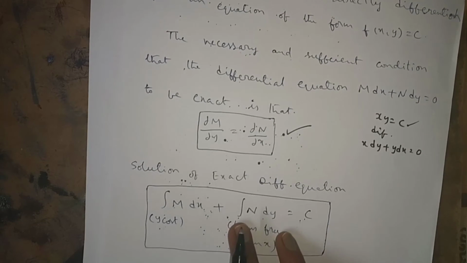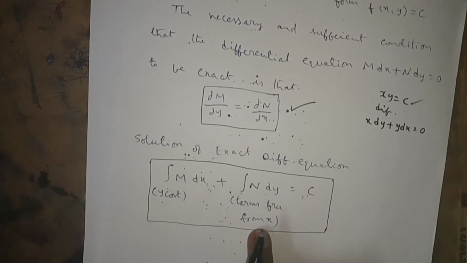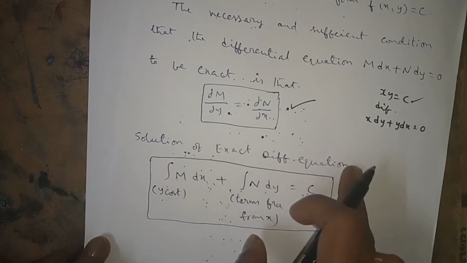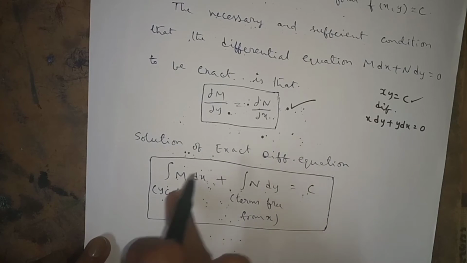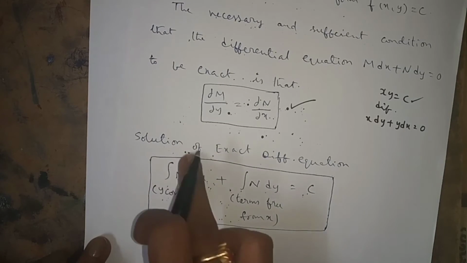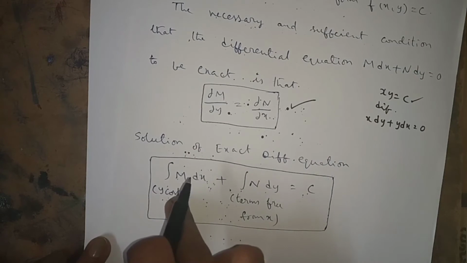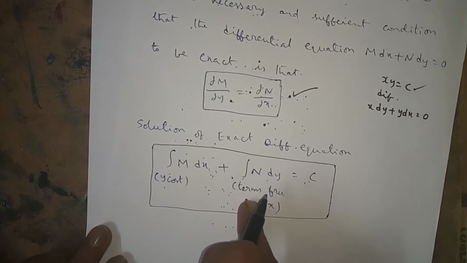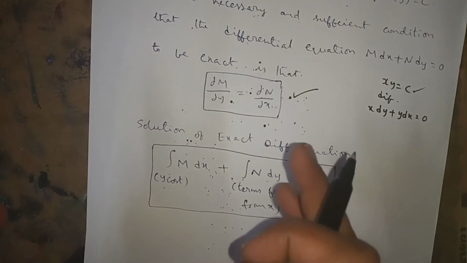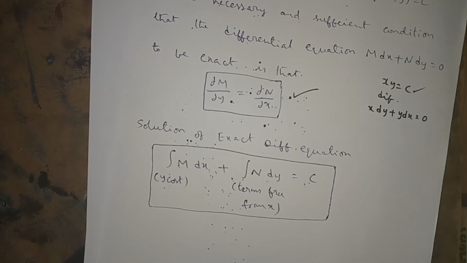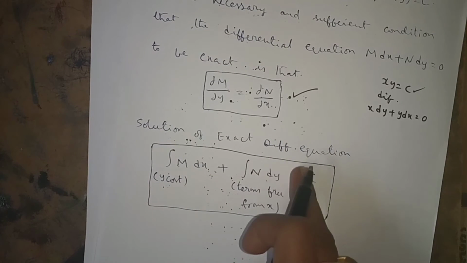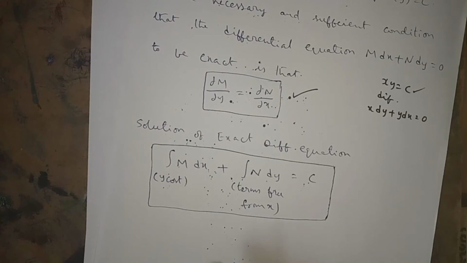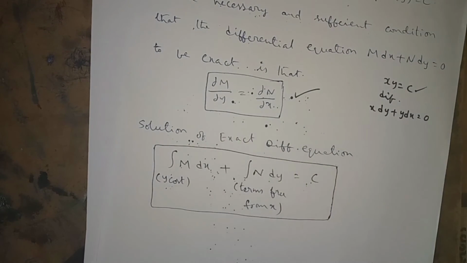Now the solution of an exact differential equation is integral M dx by treating y as a constant, plus integral N dy. In this integral, what is the condition? The terms free from x, without x, the terms not having x term, in this one the condition is equal to C is the solution of the exact differential equation.